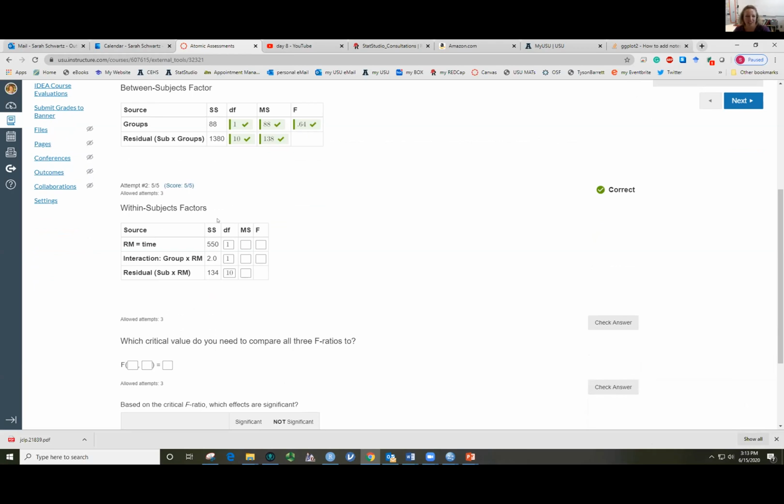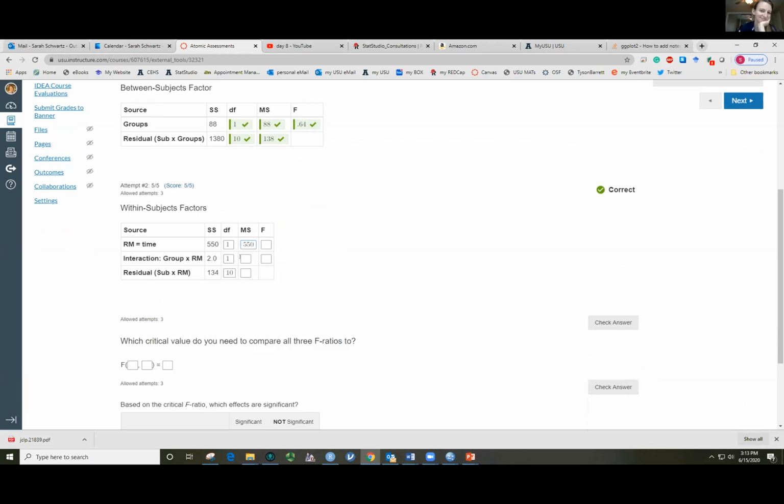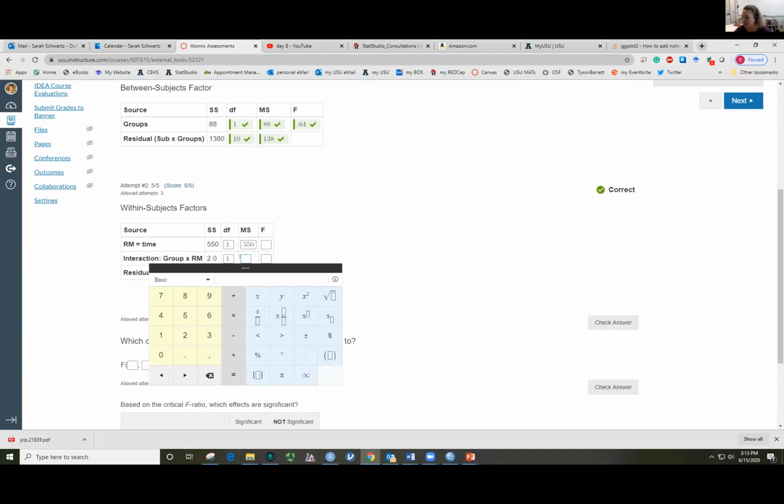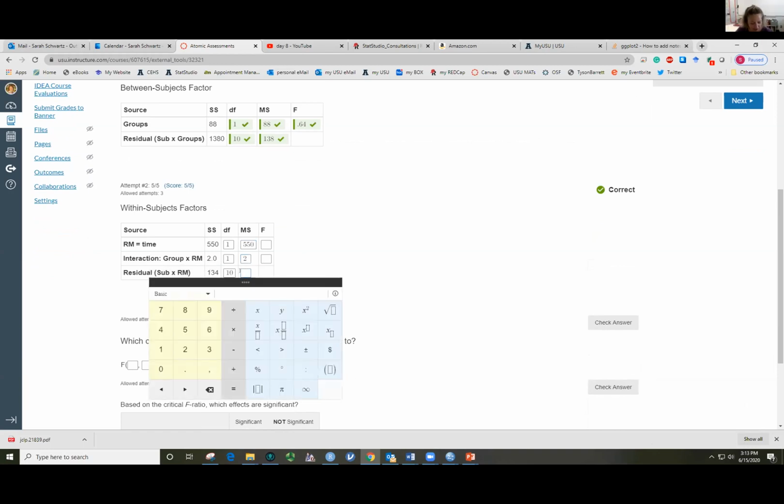Yeah. Okay, so let's look at time. For time, what's my mean squared? 550. 550, we like this math, right? For the interaction group by repeated measure, it's going to be 2.0. 2. Okay, I don't know if I've done my margin of error here, so we're going to check it here. So what about the residual here? Subject by repeated measure. 13.4. Okay, we like these numbers.